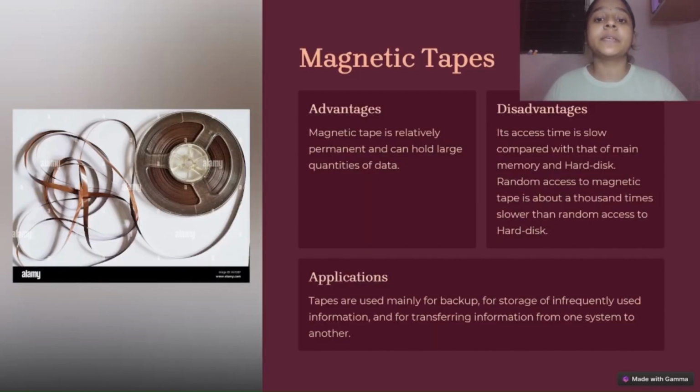Magnetic tapes. Magnetic tape is a reliable and durable storage medium that can hold large amounts of data. However, it has a slower access time compared to main memory and hard disk, making it less suitable for frequent and random access. The primary uses of magnetic tapes are for data backups, storing infrequently used information, and transferring data between systems. Tape storage is a cost efficient solution for long term archiving and preserving important data.